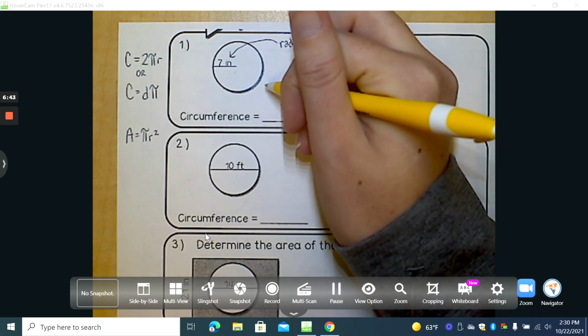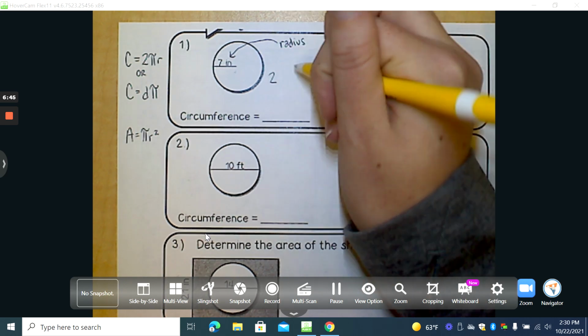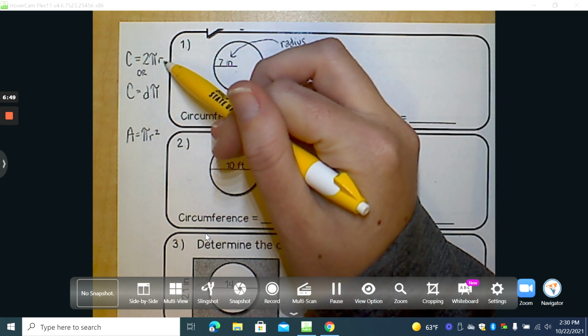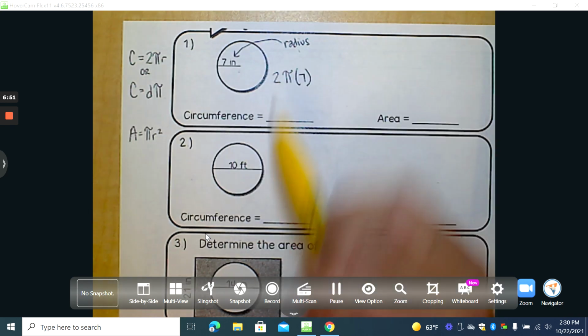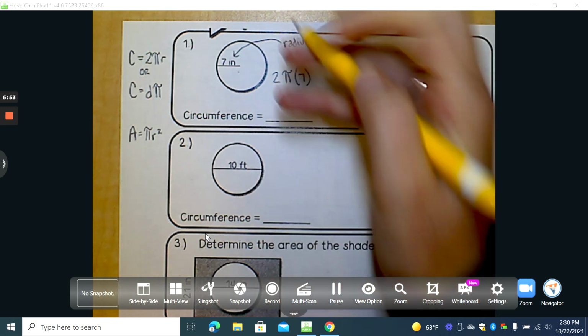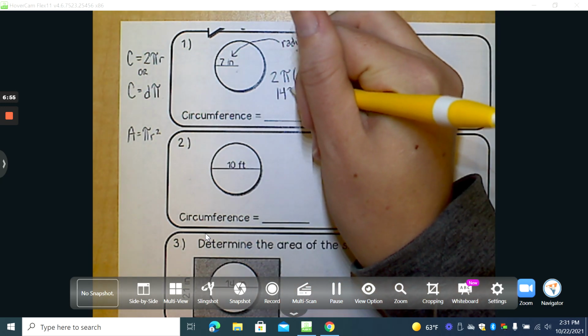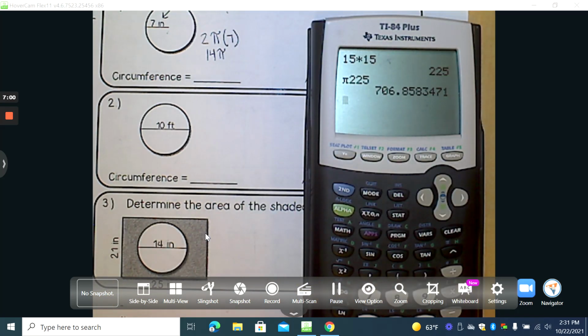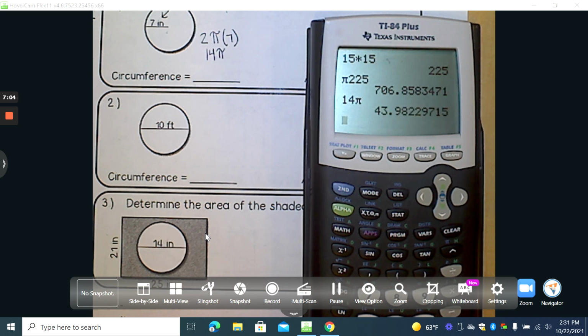And so if I were to figure out circumference, I'm going to take 2 pi times 7. I'm going to use this equation because I'm given my radius. And so 14 pi, right? 2 times 7 is 14. And so I'm going to take 14 times pi, and that'll give me 43.98.